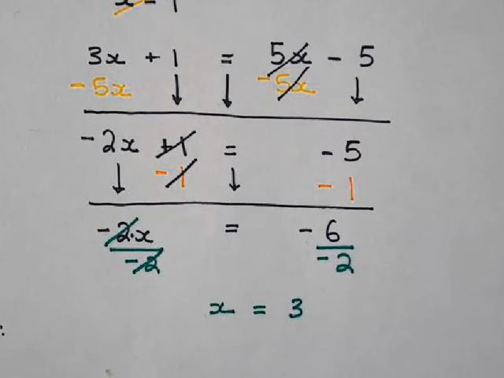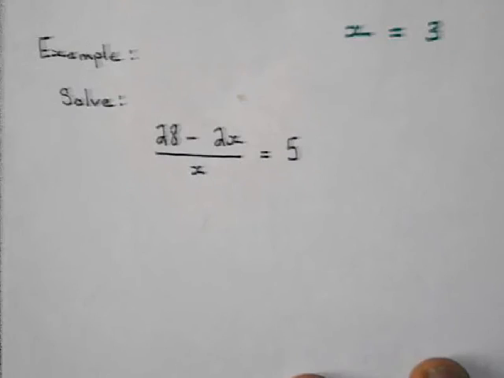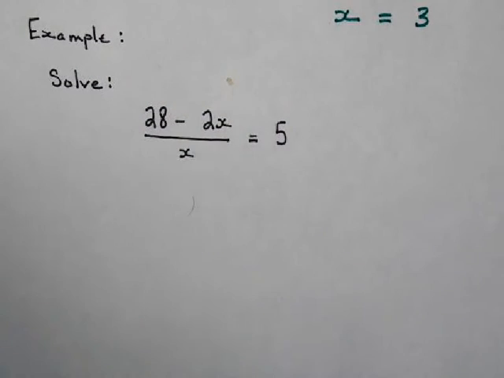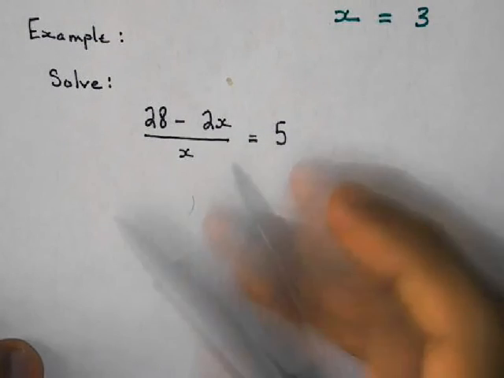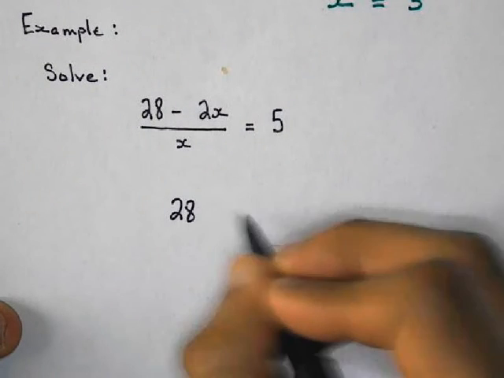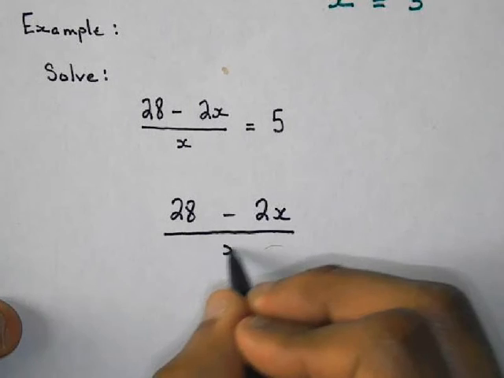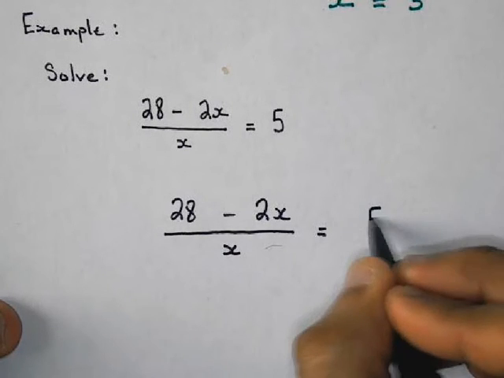Let's see if we can do another one really quick. So let's look at this example here. I'd like you to solve 28 minus 2x is equal to 5. And I encourage you to pause the video, try solving this on your own, and then hit play when you get stuck. See if you get the same answer in the end. So again, I'm just going to copy the problem down. So I have 28 minus 2x divided by x is equal to 5.